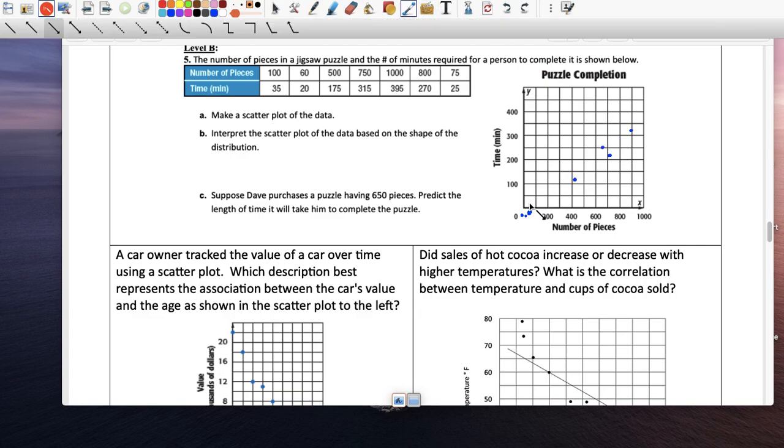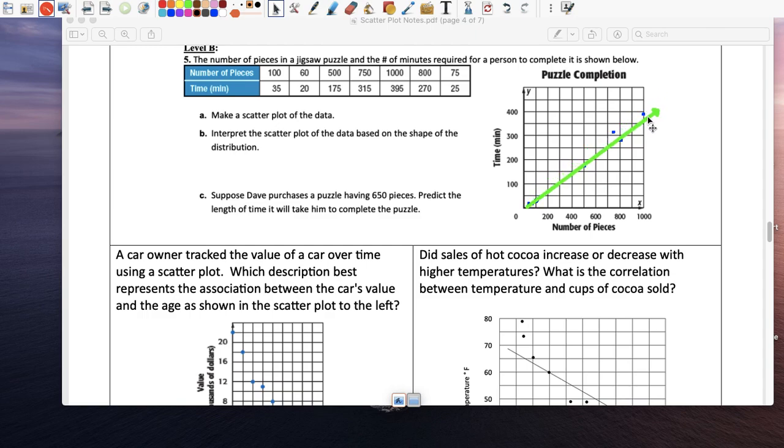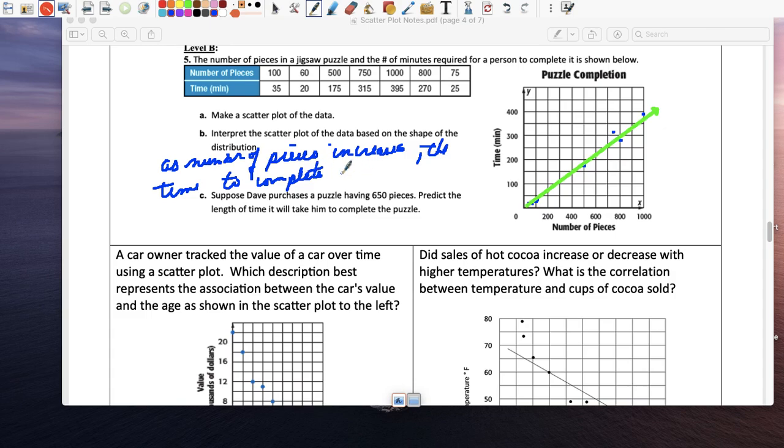Alright, so there is a correlation here, positive. Alright, so interpret the scatter plot based on the shape of the distribution. So this would be as the number of pieces increase, sorry about my handwriting, the time to complete increases as well.